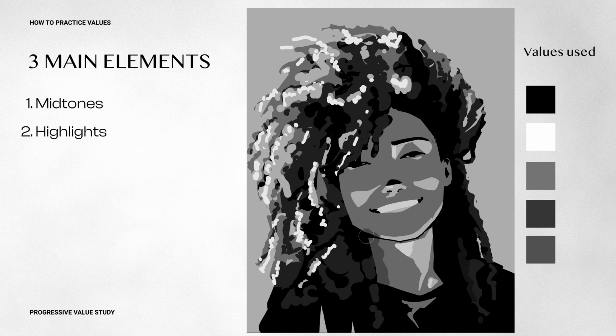The last one is adding darker values. To me, darker values represent areas where the light source doesn't reach, and like midtones, they also enhance the three-dimensional form of the subject.